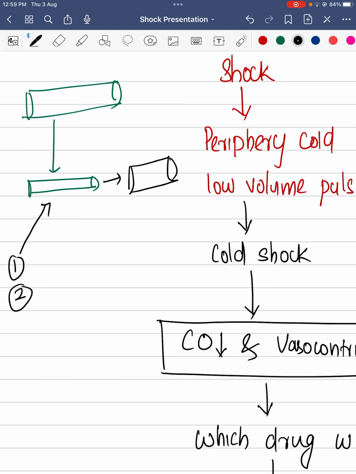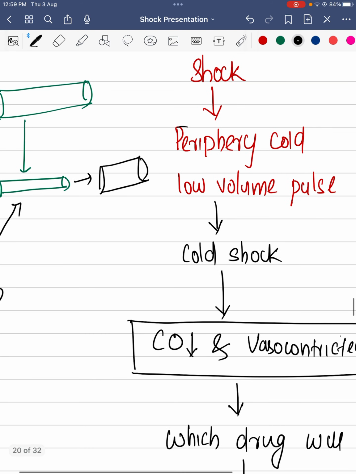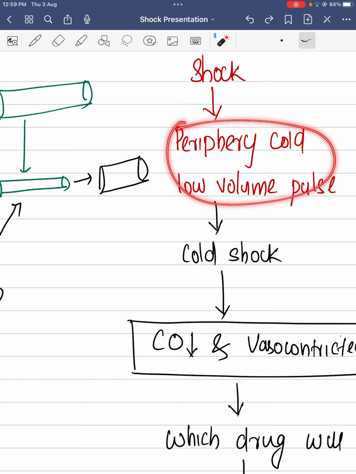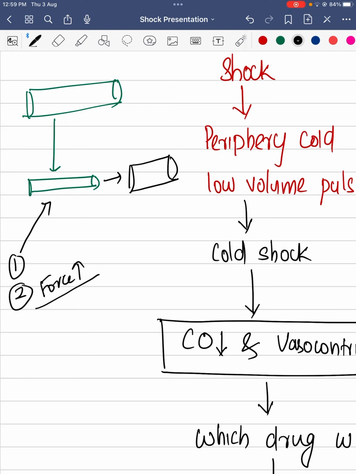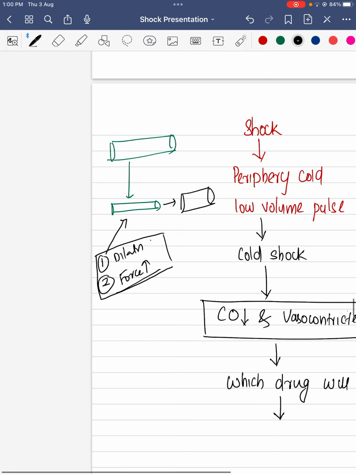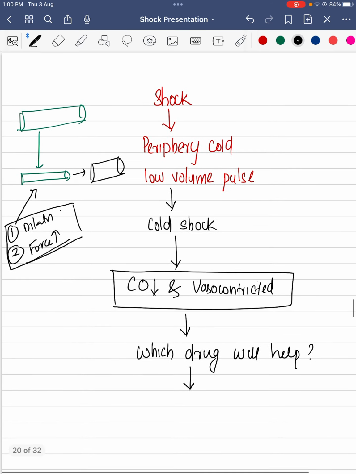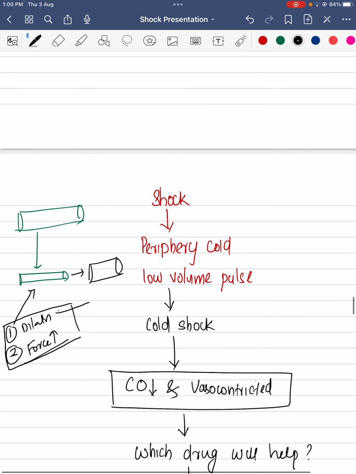Number 2, this peripheral cold and low volume is actually a compensatory mechanism toward the low cardiac output or shock. So another thing we have to do is increase the force of contraction. These two will be your target: one is dilation, and the other is increasing the force of contraction. So which drug will you be selecting? Our 2 aims are a dilator and an increase in the force of contraction.